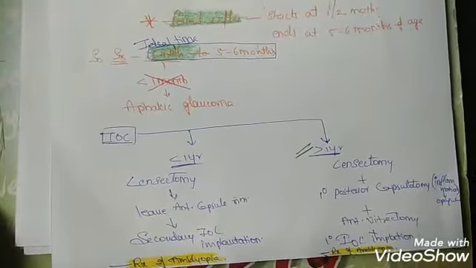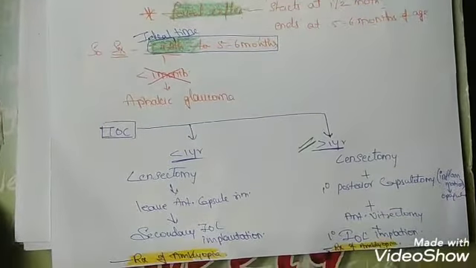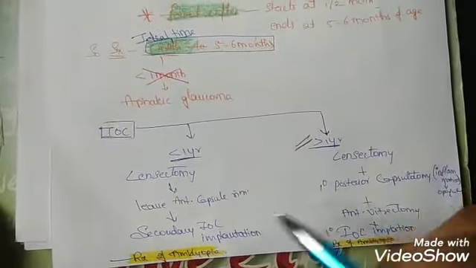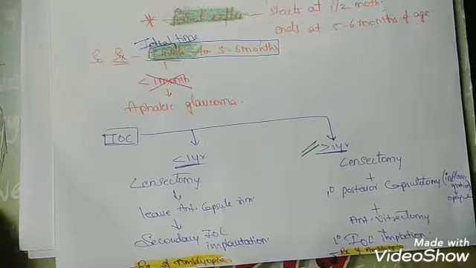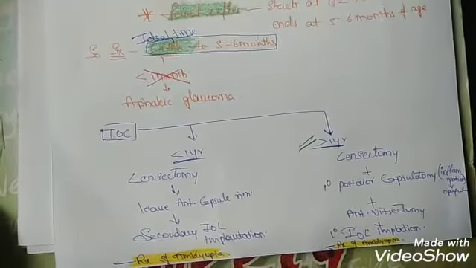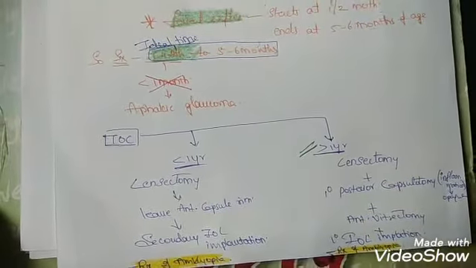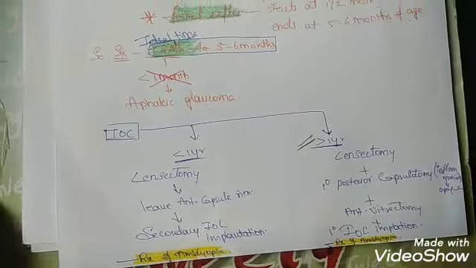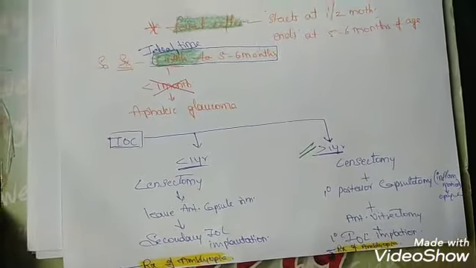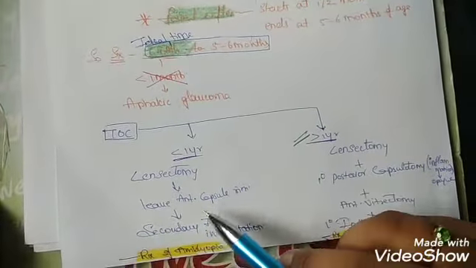Then secondary IOL implantation. Secondary IOL implantation means it is at the second sitting. First, we should remove the lens. We should leave the anterior capsule rim. So we'll not be having the lens now. We should manage with glasses or something like contact lenses till some age.